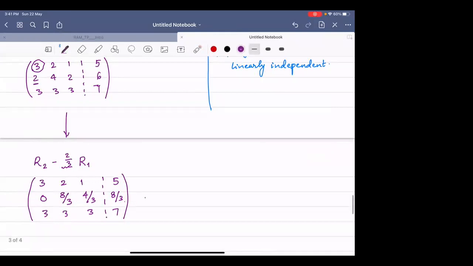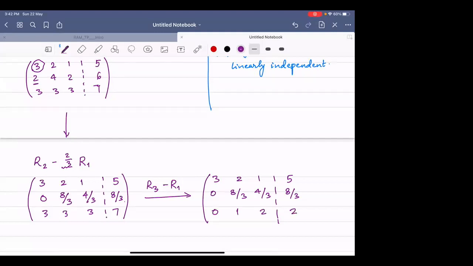Yeah, so now let me do this. Let me do R3 minus R1. Okay, it looks easy now. So here, the rest of the elements we are not touching. Second row also we are not touching. Third row, I'm going to do R3 minus R1. So third row minus first row. So 0, 3 minus 2, 1, 3 minus 1, 2, 7 minus 5, 2. Okay.